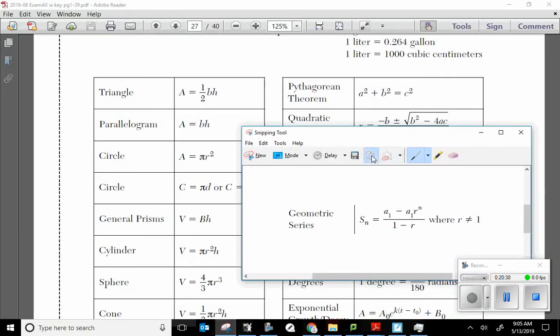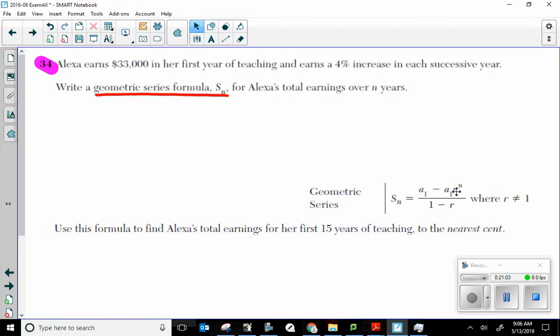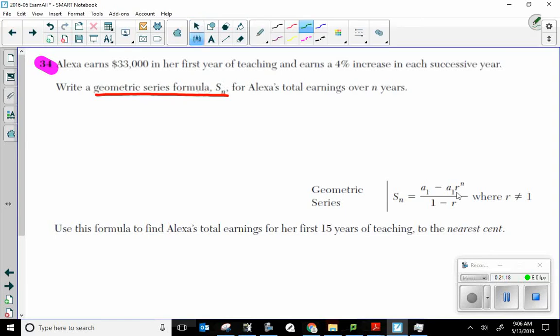So we are going to write a geometric series formula, S of n, for Alexa's total earnings over n years. All right? Here's our equation, geometric series, and it specifically says S of n with a geometric series. And I know this is on the reference sheet, okay? You need to go for that one and work with it. It's a given, which is beautiful.